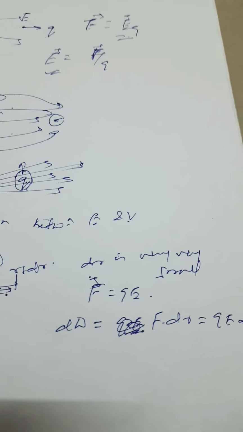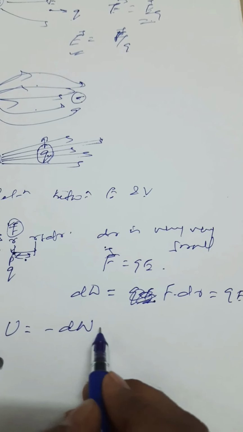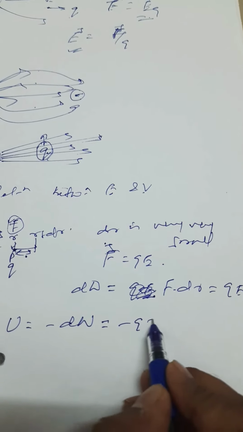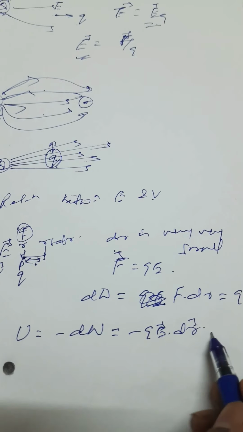Okay. Now the change in potential energy. In the process, the change in potential energy will be given by dU is equal to minus dW, which is equal to minus QE dot dr. Okay, so this is what you'll get.